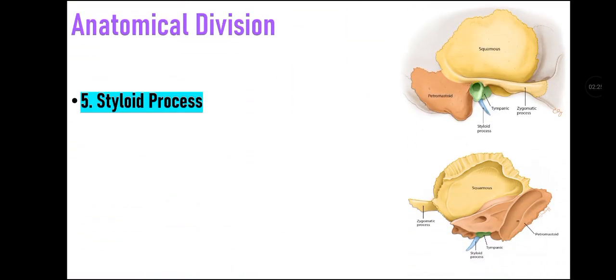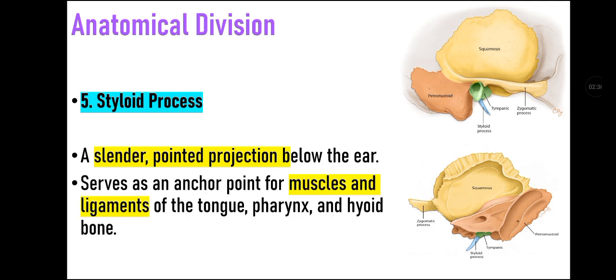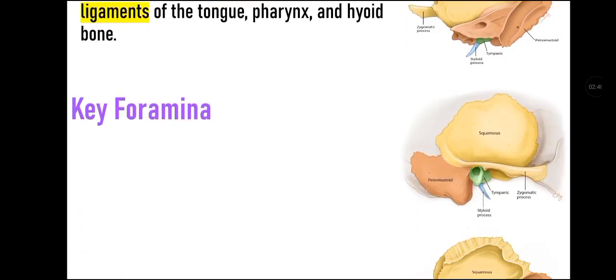Next we have is styloid process. As you can see here in a diagram, the blue color process is styloid process. It is a slender pointed projection below the ear. It serves as an anchor point for muscle and ligament of tongue, pharynx and hyoid bone.